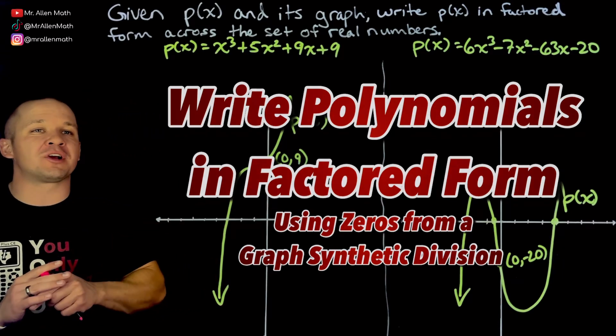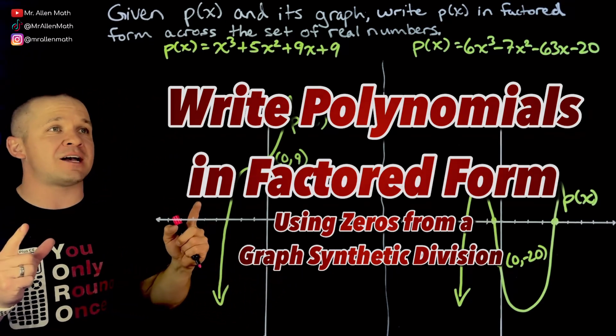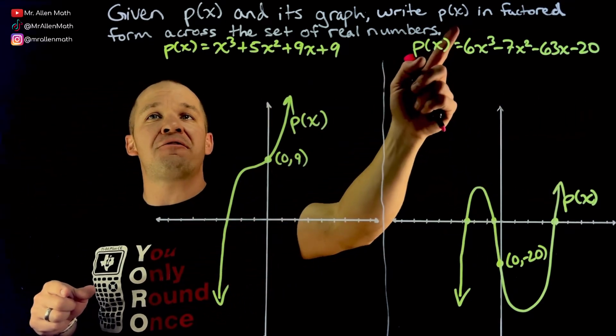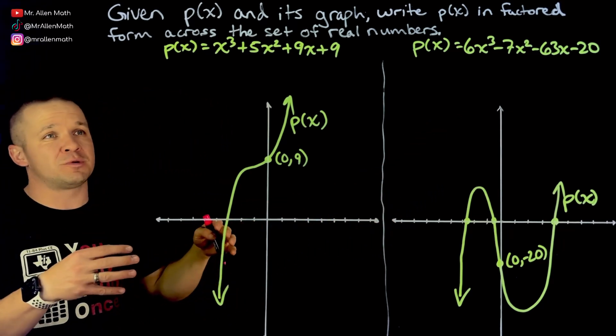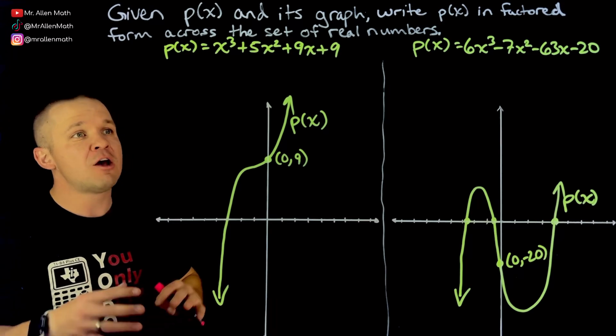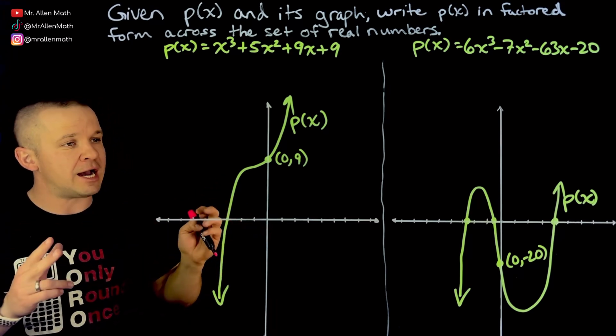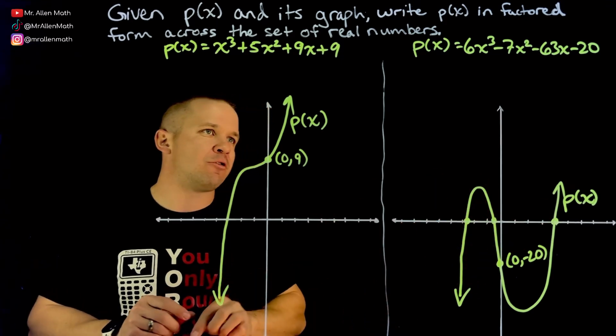Mr. Allen here, working with a couple polynomial functions and their graphs in this video, and we are tasked with writing p of x in factored form across a set of real numbers. Some directions will state across a set of complex numbers, and you need to bring imaginary numbers into it. For this one, we're keeping it real. I'm going to start over here with this p of x and its graph.